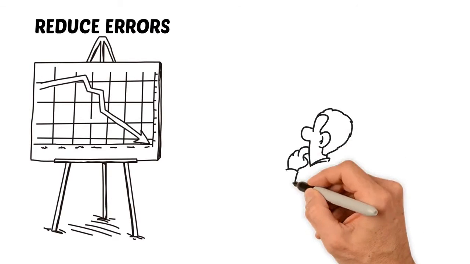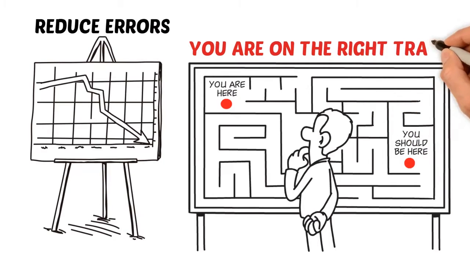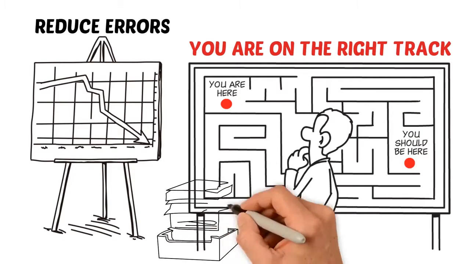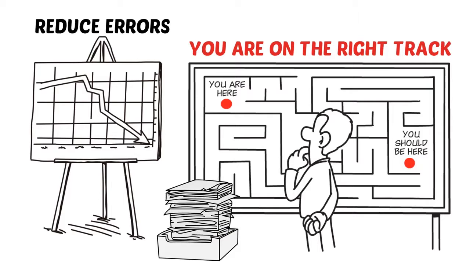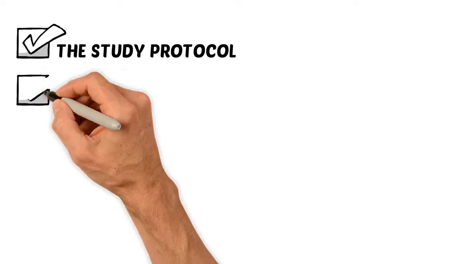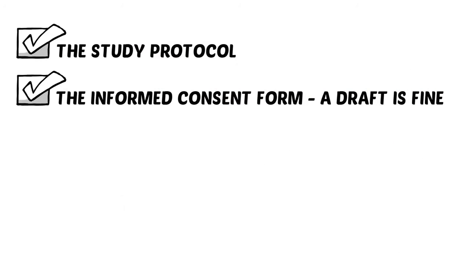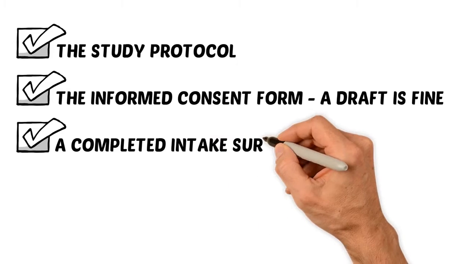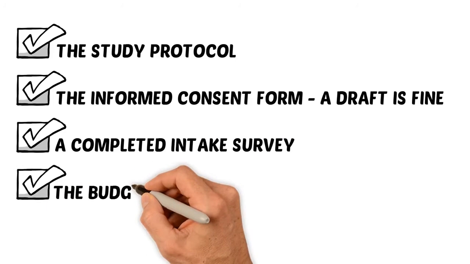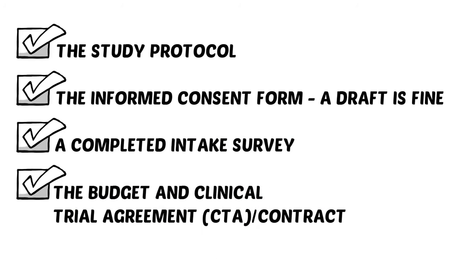To help ensure that you are on the right track to determining if a study is a qualifying clinical trial, there are a few documents that are necessary for the Office of Clinical Research, OCR, to make the qualifying determination. They are: 1. The study protocol. 2. The informed consent form. A draft is fine. 3. A completed intake survey. 4. The budget and clinical trial agreement, CTA, contract.